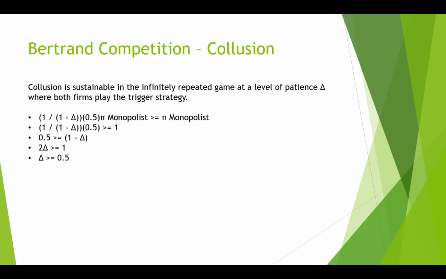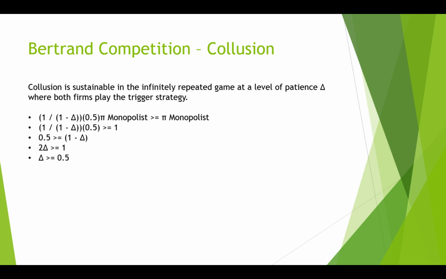Now, the level of patience is calculated by taking what would be earned in each period, which would be half of the monopoly profit, plus delta, a discount factor, times half the monopoly profit, plus delta squared times half the monopoly profit, and so on, which is captured by 1 over 1 minus delta times the profit. And what this has to be greater than is the profit from deviation, which is the full monopoly profit, which would be earned if the firm were to deviate.